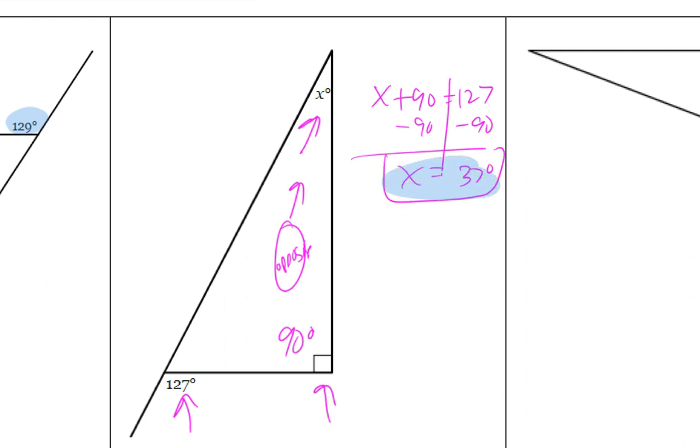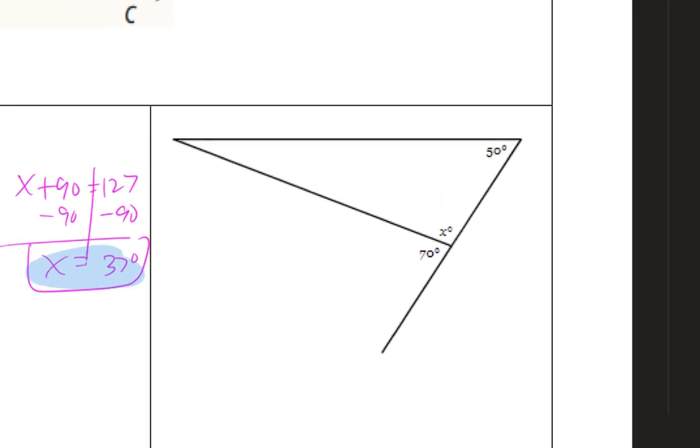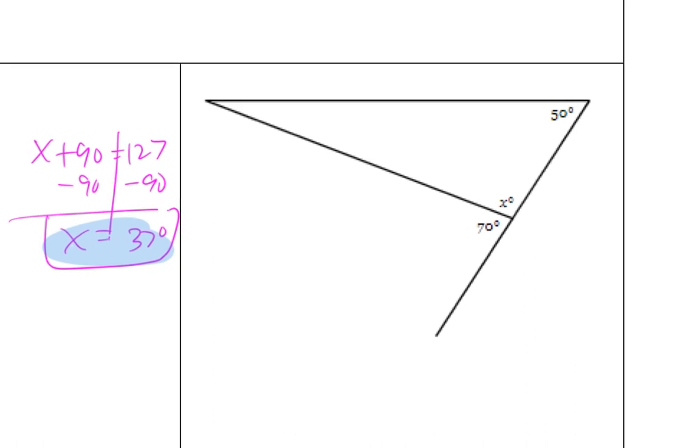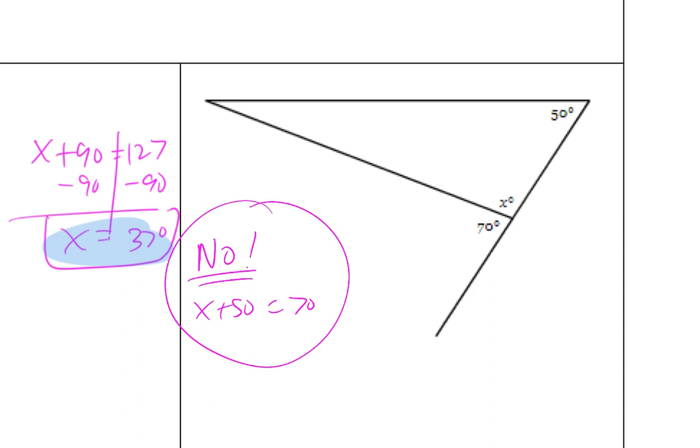All right, so now we're getting on to the last one. So let's do this. And this is stepping it up. So this is the toughest one. It's not that tough. See if you can get this one on your own. All right, so I'm going to show you the most common wrong way. The wrong way is this, to say that x plus 50 equals 70. And why is that wrong? It's because these are not opposite angles.